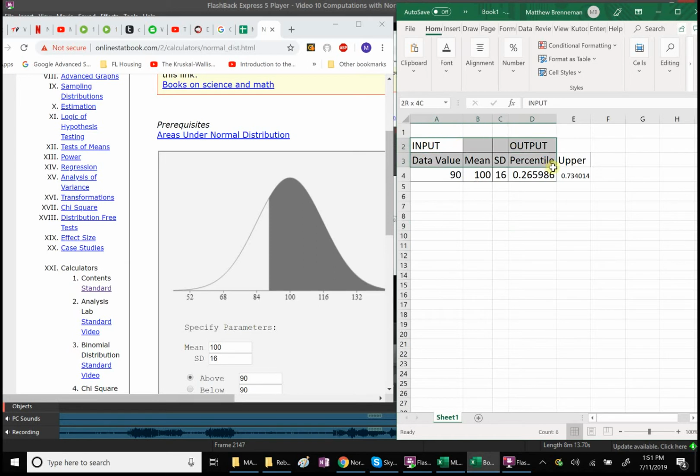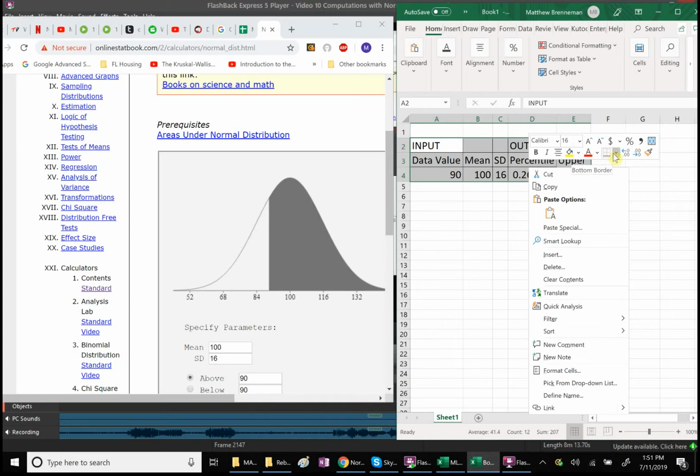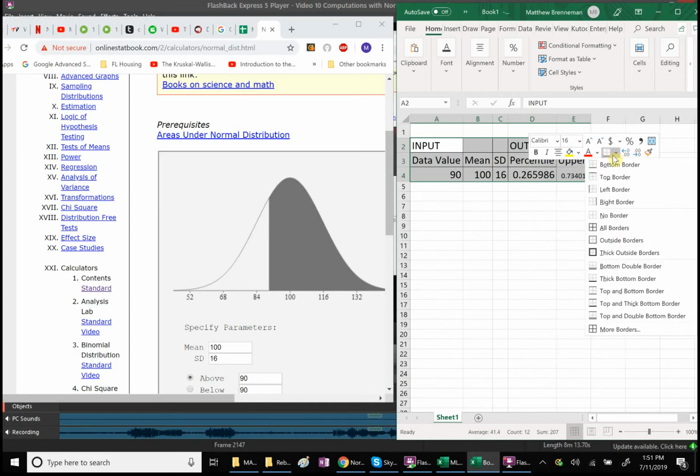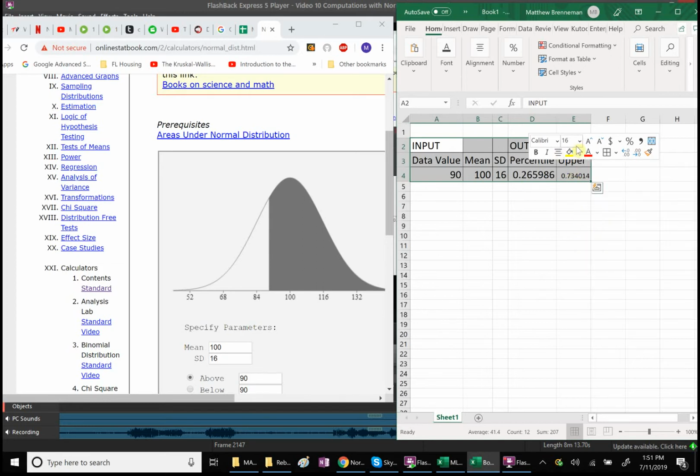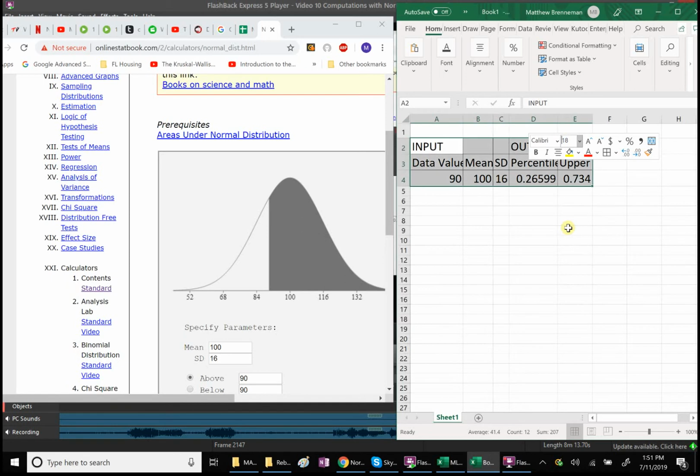But what if I want to go backwards? What if I say, okay, I want to hire somebody and I want that person to be in the top, say, fifth percentile. I want their IQ to be in the top 5th percentile. How do I do that, right? Just reformat that. So now our input is going to be a percentile. And again, we have to specify the mean, the standard deviation. And our output will be the data value.